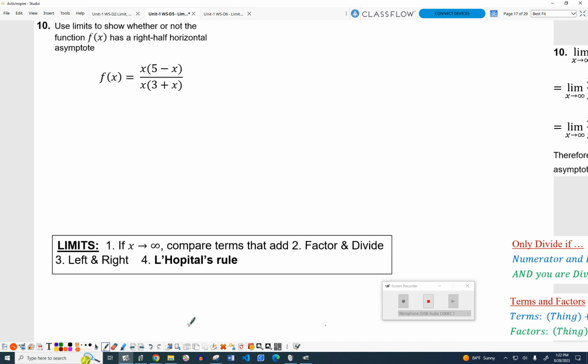Right, what we've always written, we start with the limit. Right, a horizontal asymptote, so your limit as x approaches positive infinity. Right, it's positive. So we're supposed to compare terms that add, and that will give us a brand new limit problem. The new limit problem will have the exact same answer as the original limit problem, even though it will be a different formula.